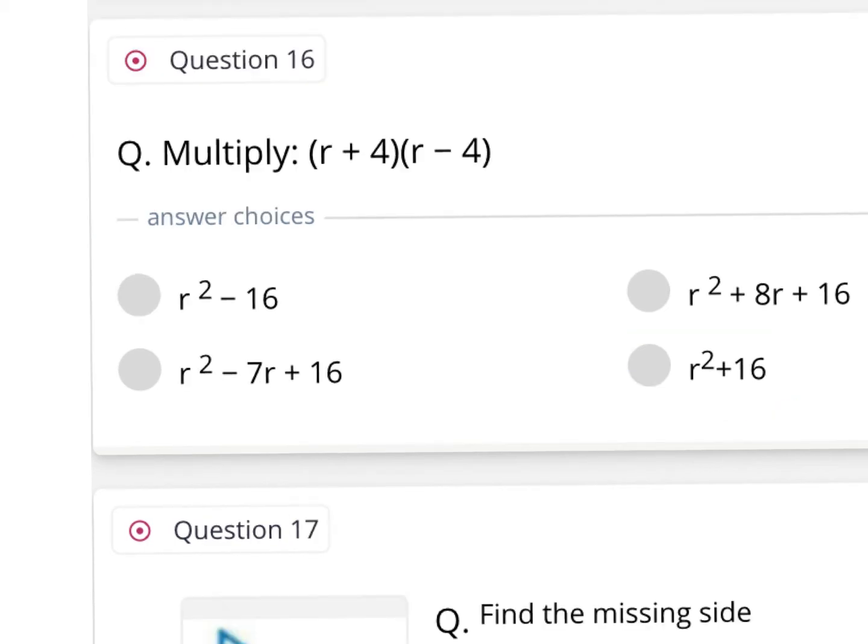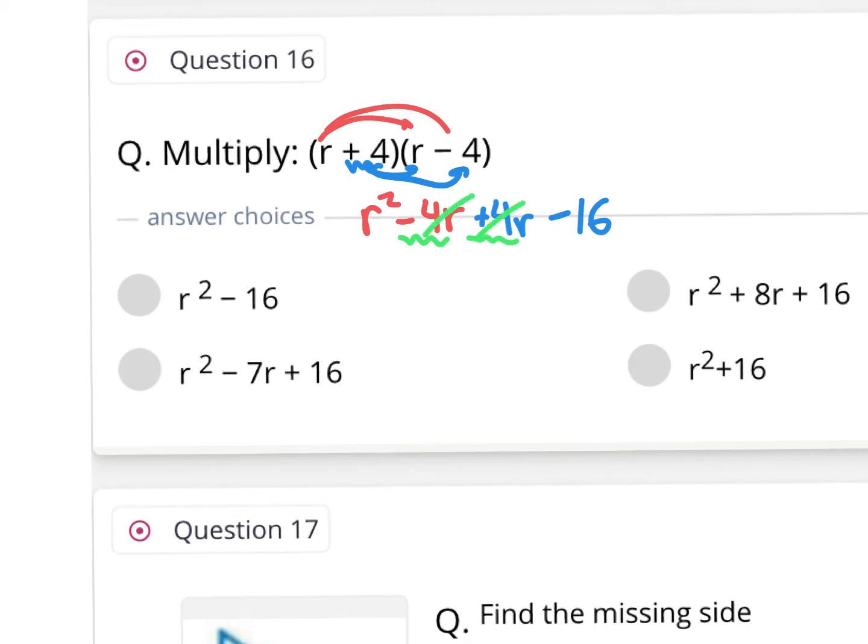Another one. Multiply r times r squared. R times negative 4r. Positive 4 times r, positive 4r. Positive 4 times negative 4, negative 16. All we have to do now is combine the middle terms, the negative 4r and the positive 4r. Those completely eliminate. There are no more r's, therefore leaving you this answer, r squared minus 16.